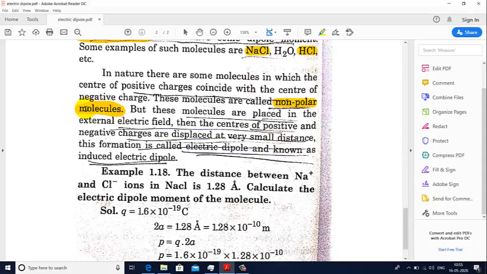When non-polar molecules are kept in an external electric field, then sometimes the center of their positive charge and negative charge gets displaced, and by this displacement there is a finite separation between the positive and negative charge. Due to this separation, an electric dipole is now formed in the system. Such a dipole is known as an induced electric dipole, because in the molecule there was no dipole earlier. When we applied an external electric field, the positive and negative charge present in the molecule got displaced and a dipole was formed. Therefore this is known as an induced electric dipole.